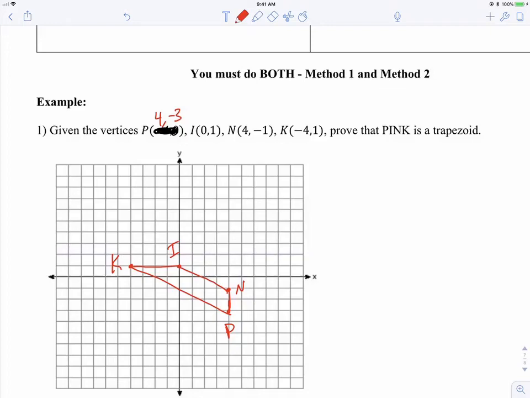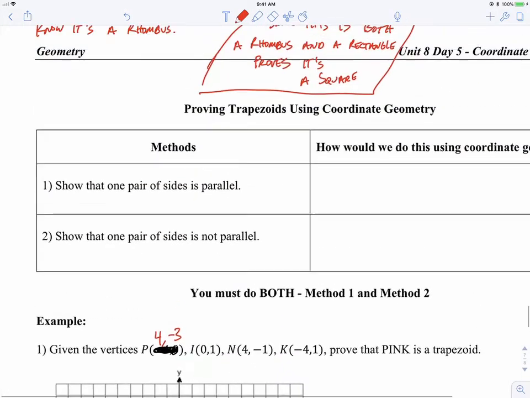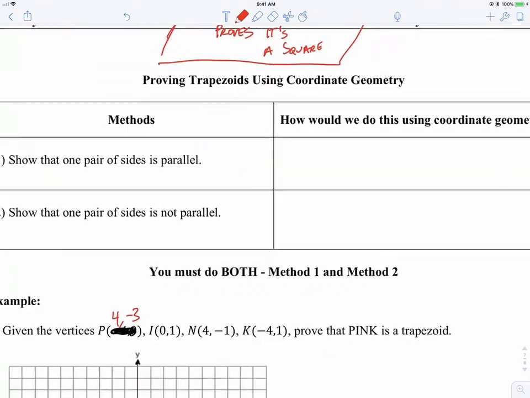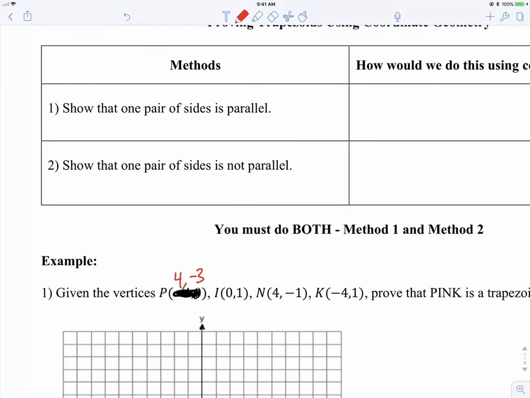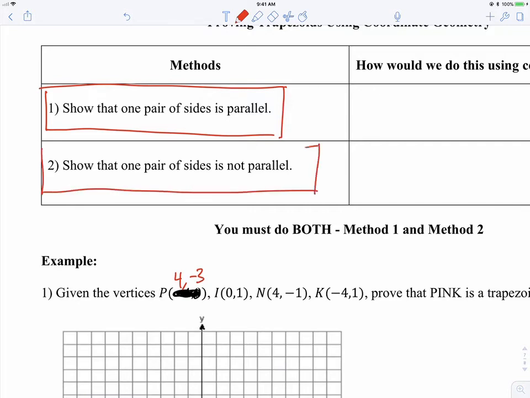Okay, this last one we want to prove that it's a trapezoid. The definition of a trapezoid is that it has exactly one set of parallel sides. So we're going to show that one set is parallel. That doesn't show exactly one. There might be more than one. So we also have to show that the other pair is not parallel. So we've got to show both of those things.